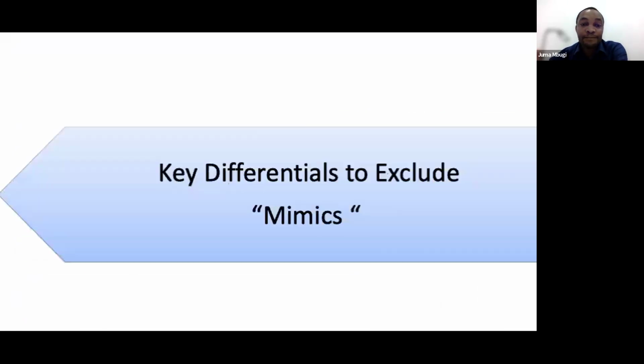So what are the key differentials to exclude? We have things called mimics. There are things that mimic non-accidental injuries. So yes, we understand we need to be highly suspicious for non-accidental injuries, but yet there are things that can mimic them. So what are those things? Let's see.